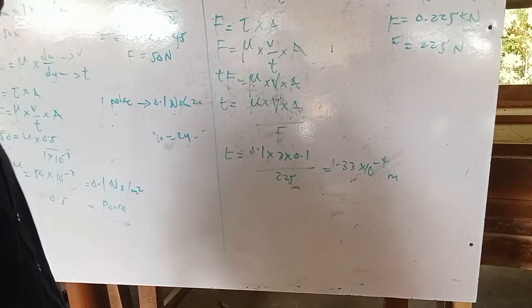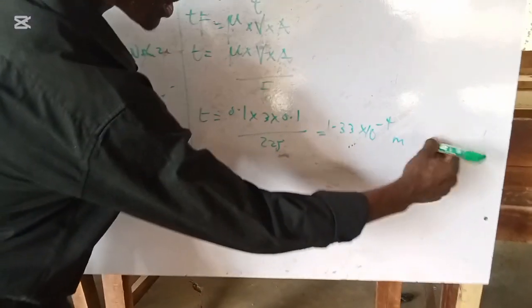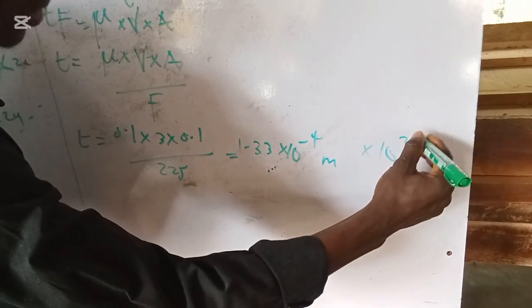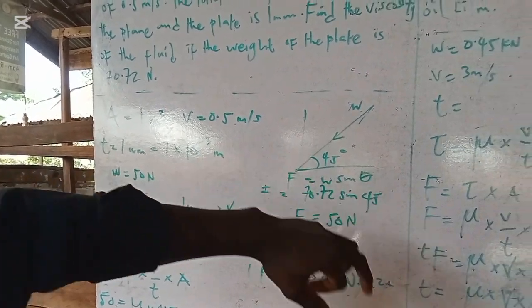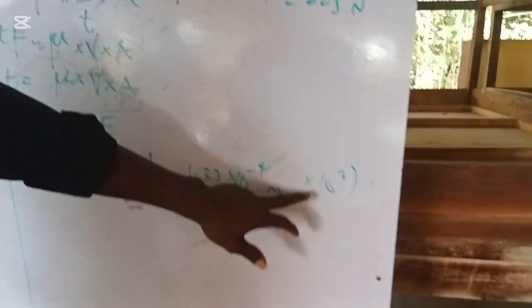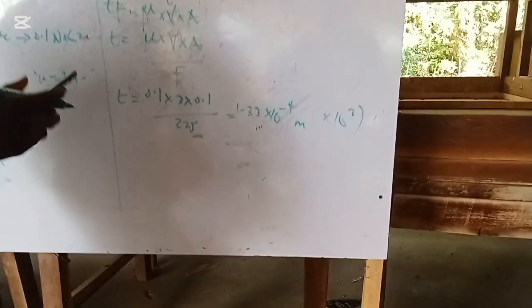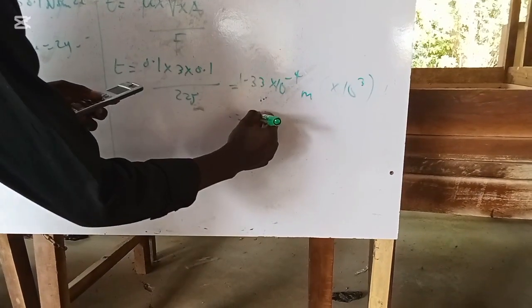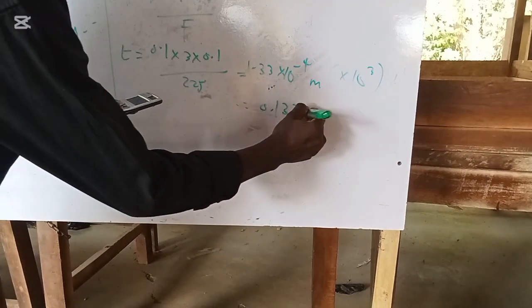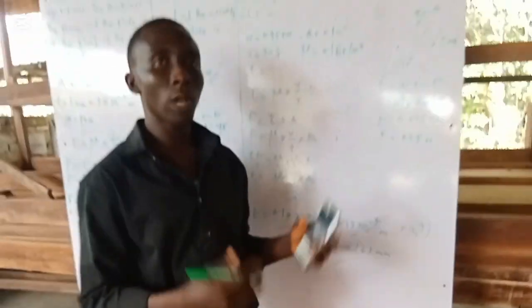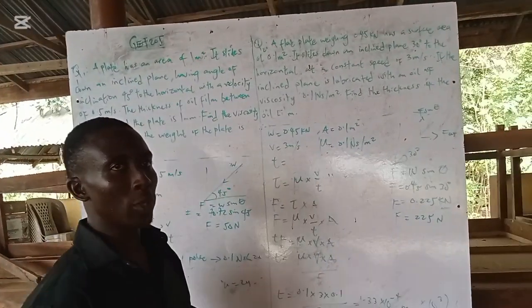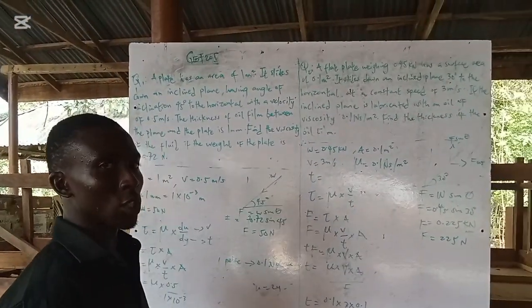You can convert it to millimeter. How? Multiply it by 10 raised to the power 3. Remember, earlier when we wanted to convert to meter, we used 10 raised to the power minus 3. But now we are converting back to millimeter, so we use 10 raised to the power 3. If you do that, it gives you 0.133 millimeter. So this is the end of this part. I'm going to be doing more examples on pressure and more on viscosity.